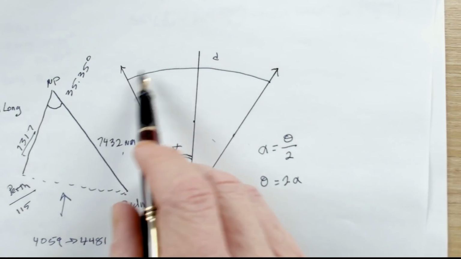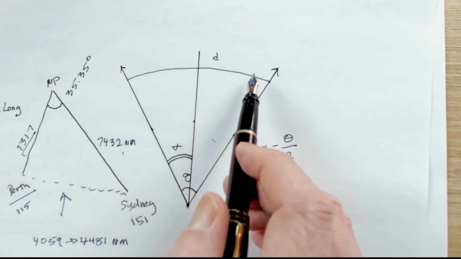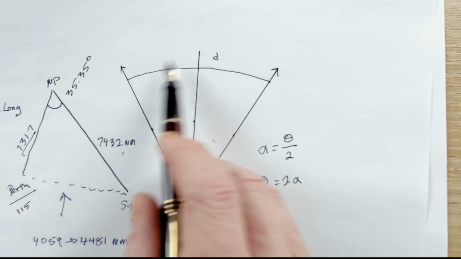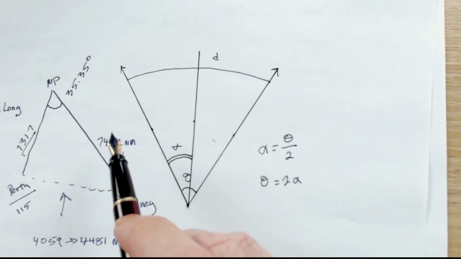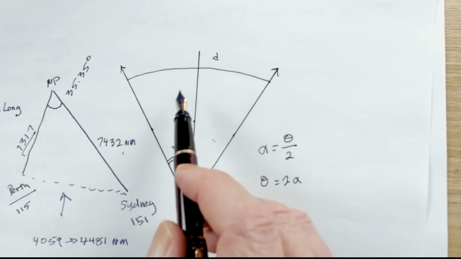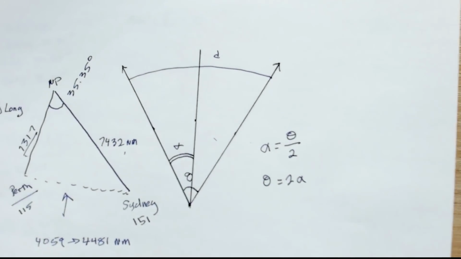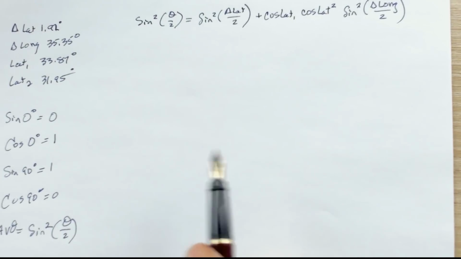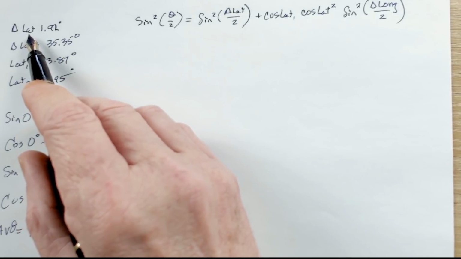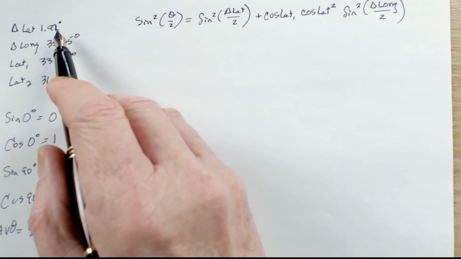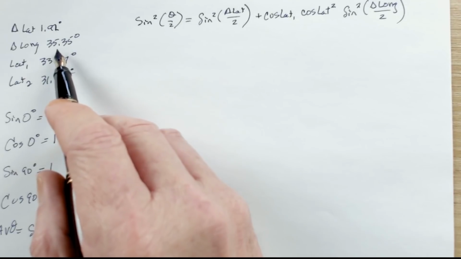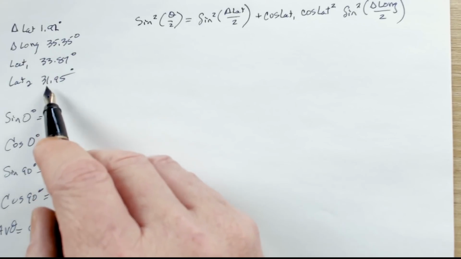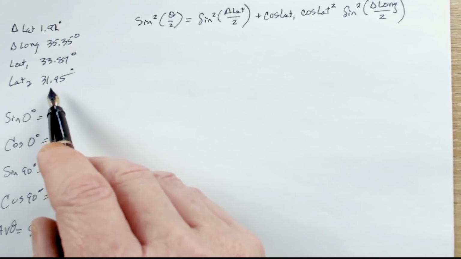Now, for example, if this line was going due north and due south, you would have a change in latitude, but no change in longitude. If it was going east and west, you would have a change in longitude, but you would have no change in latitude. In most cases, it's somewhere in between. So let's go ahead and look at the Haversine formula. A couple of things to begin with first, though, over here on the left side. First of all, the change in latitude between Sydney and Perth is 1.92 degrees. The change in longitude is 35.35 degrees. The latitude of Sydney is 33.87 and the latitude of Perth is 31.95.